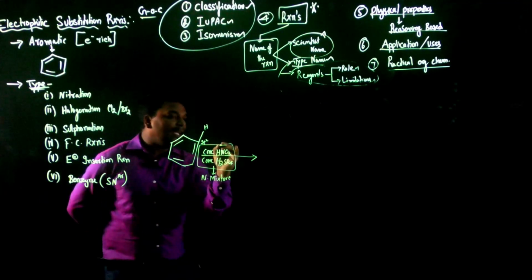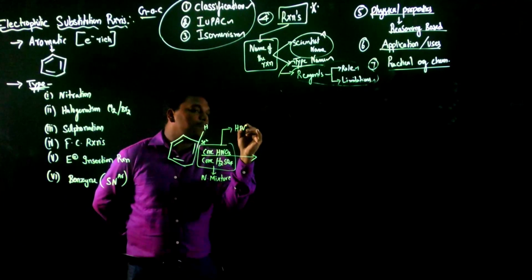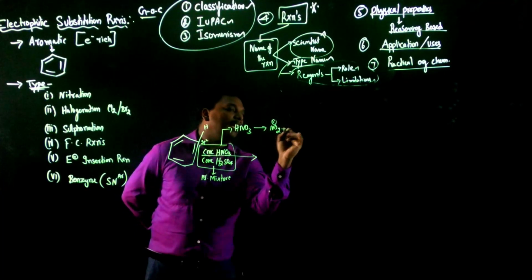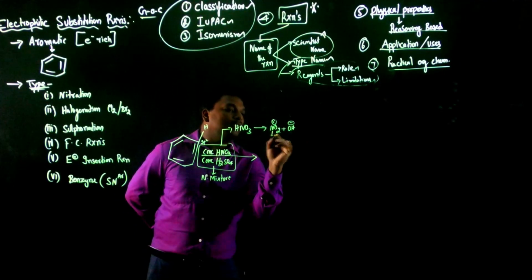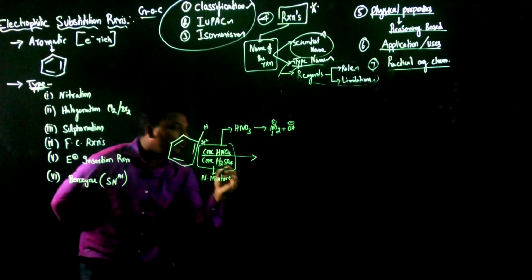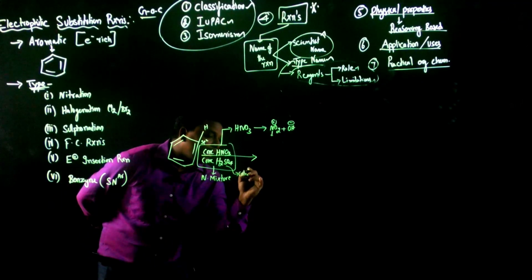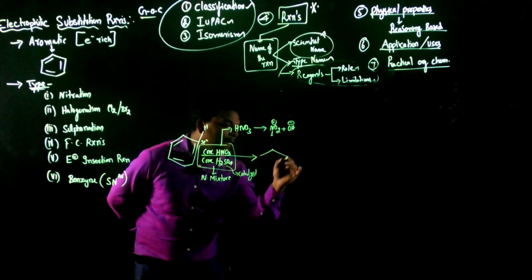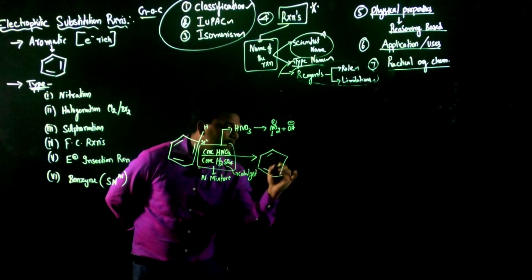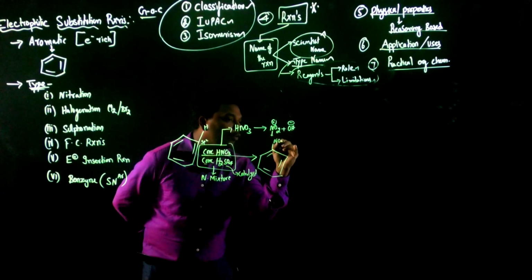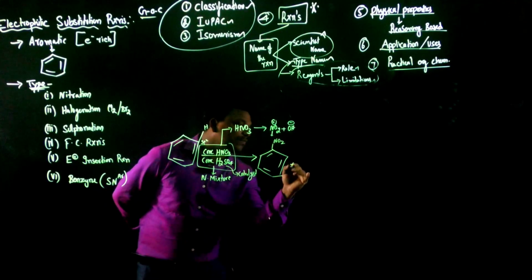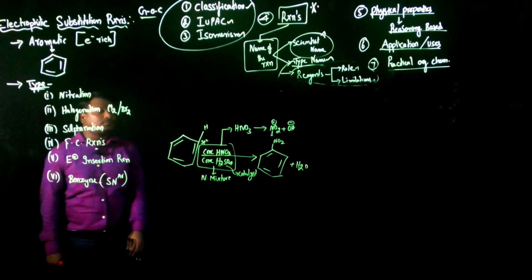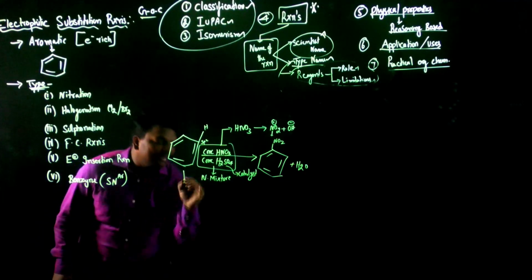Now HNO3 will split as NO2 plus and OH minus. Now this is going to be my electrophile, and sulfuric acid will be acting as a catalyst for this reaction. Now this NO2 plus will go and substitute H plus, and I'll get nitrobenzene. That H plus will go and react with this OH minus to form water. This is nitration reaction. Now I'll give you one more example.